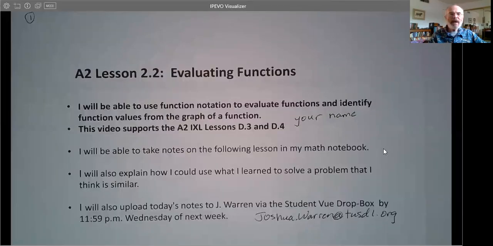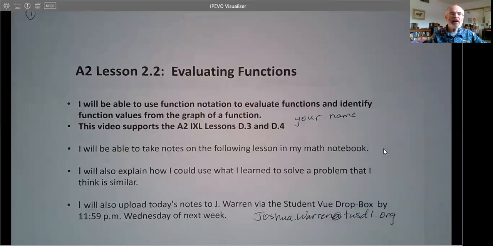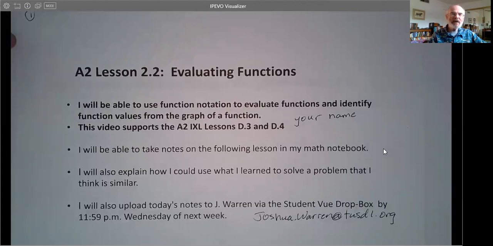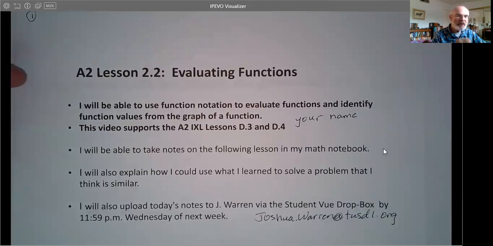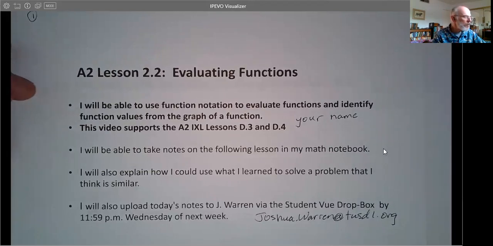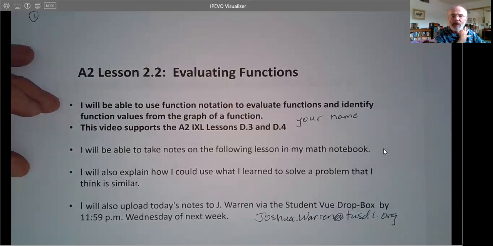Okay, good day. Today we are covering Algebra 2 Lesson 2.2. This is evaluating functions. By the time you are done with this lesson, you should be able to use function notation to evaluate functions and identify function values from the graph of the function.